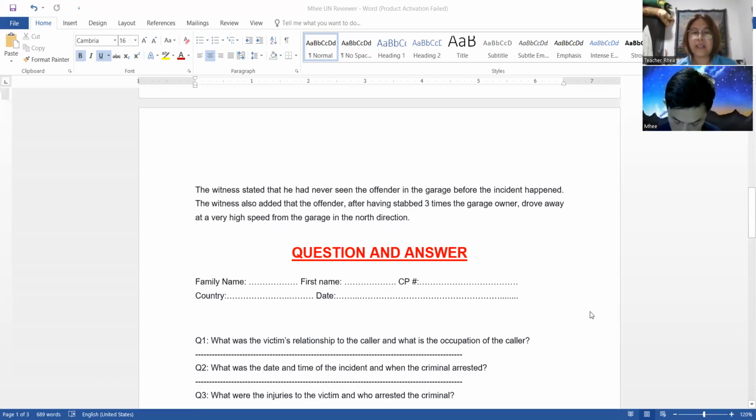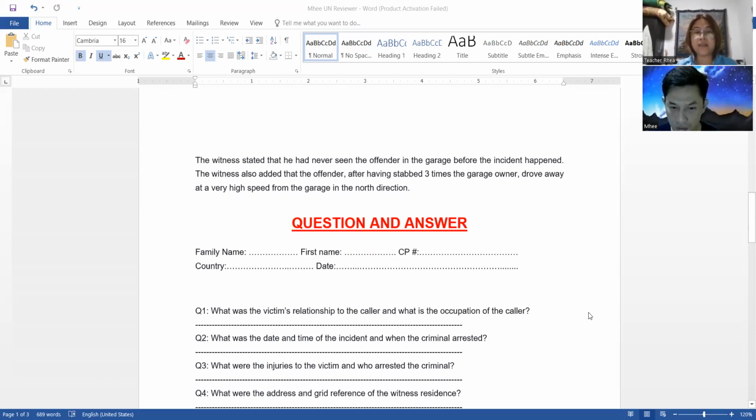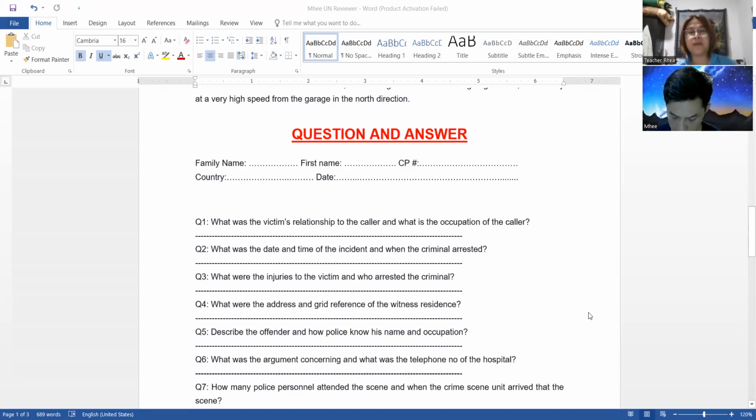So let us try to answer these questions about the report. What was the victim's relationship to the caller? And what is the occupation of the caller? Yes, the victim's relationship to the caller and the occupation of the caller.